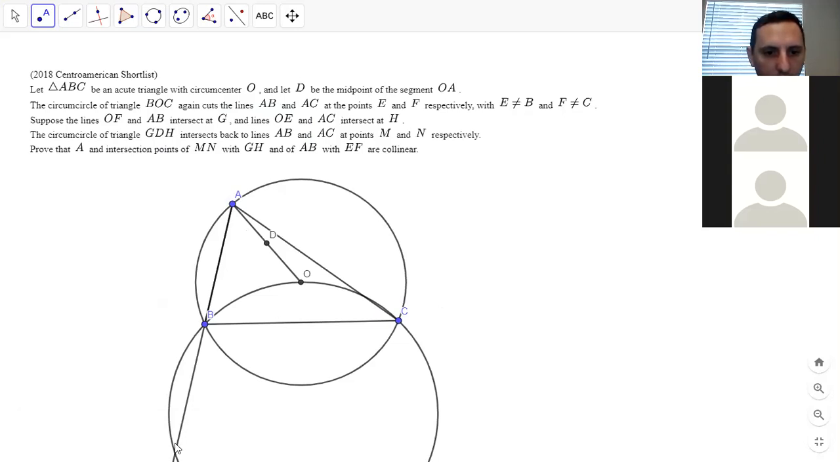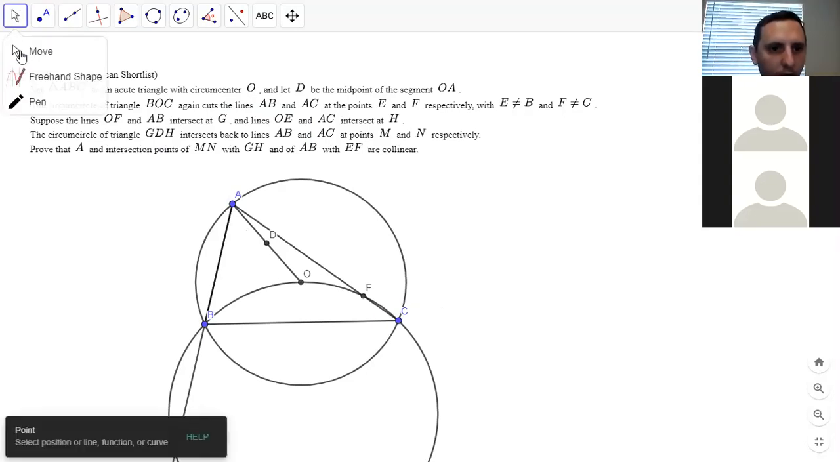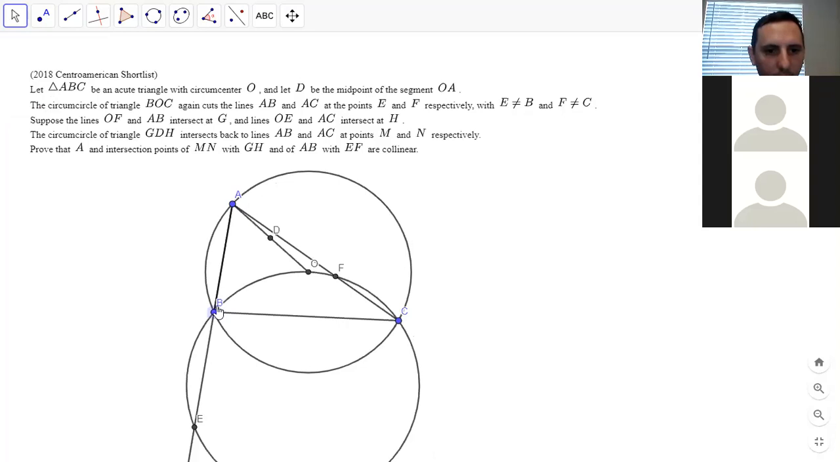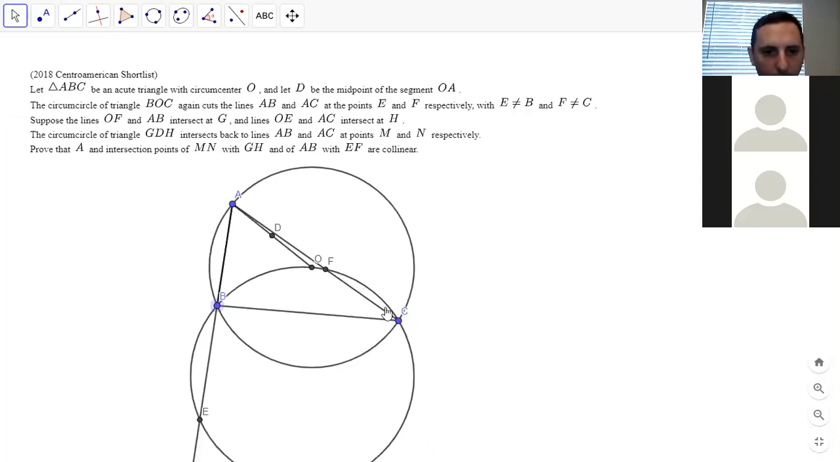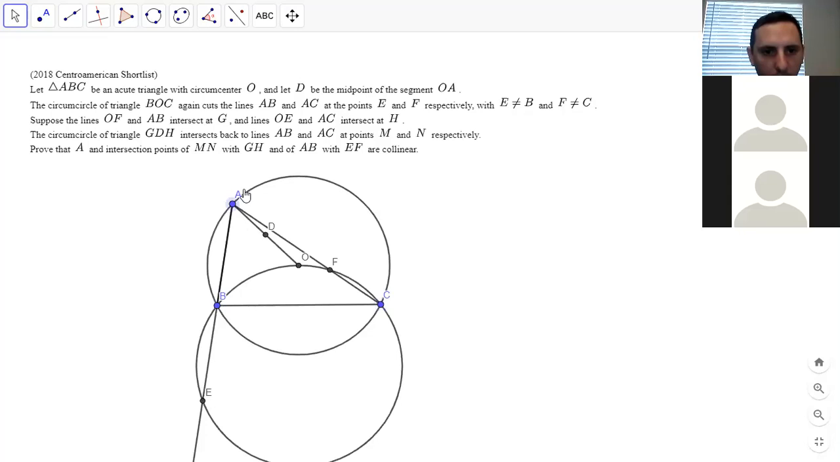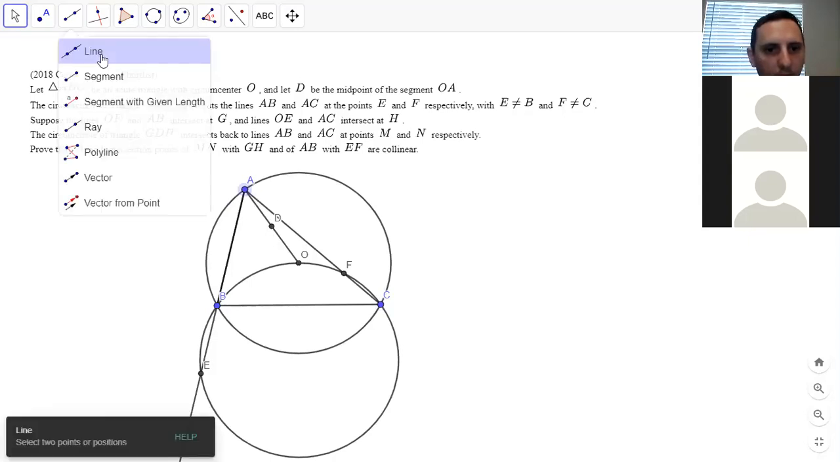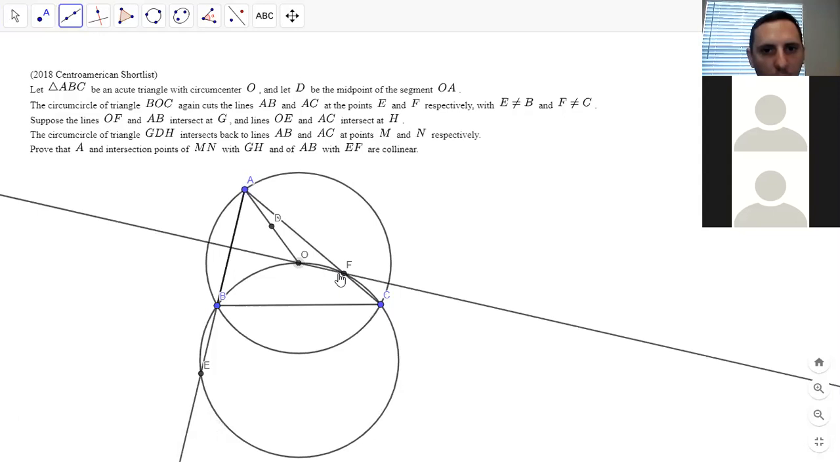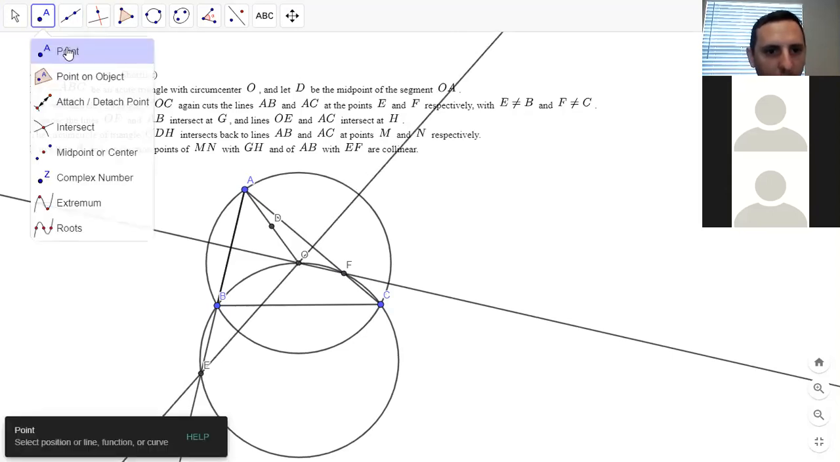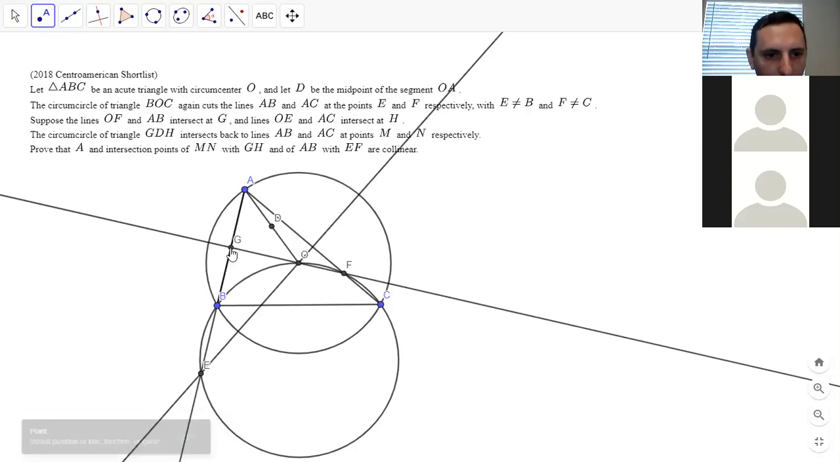So here's E, here's F. Let me make E a little closer so that you can see it. There we go. OF and AB intersect at G. And OE and AC intersect at H. I like that they're making the points easy. Although I think I may have to hide something for, oh, nice. GH.